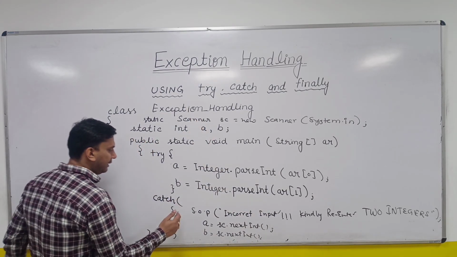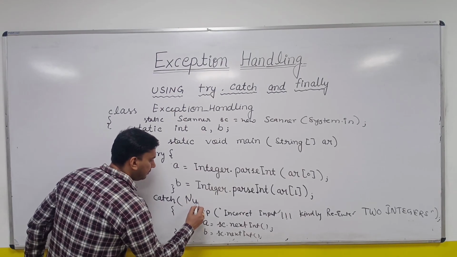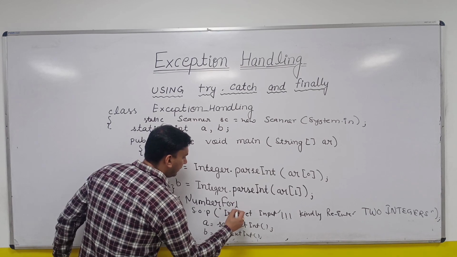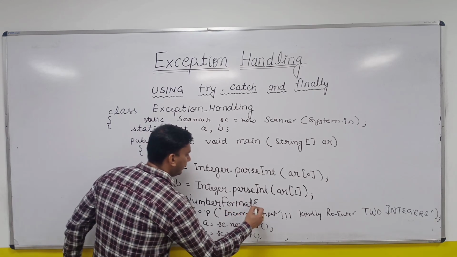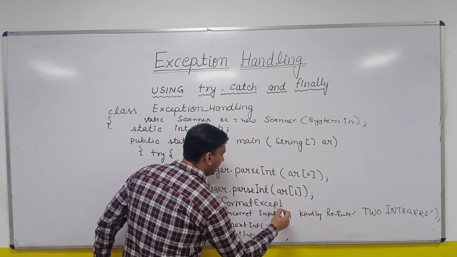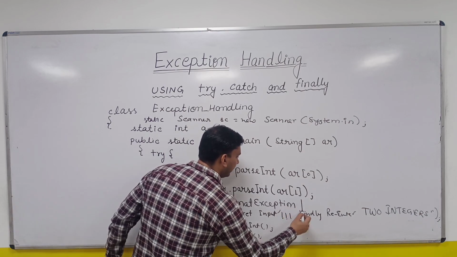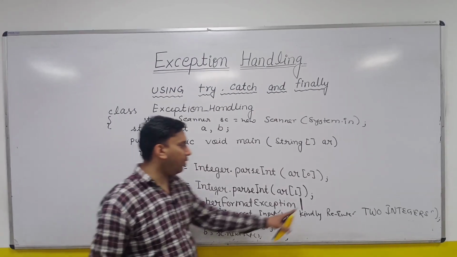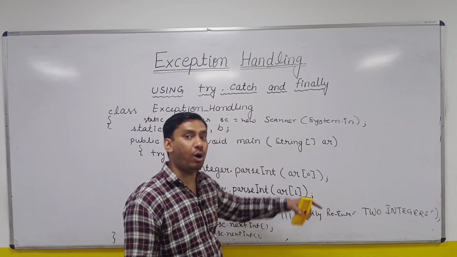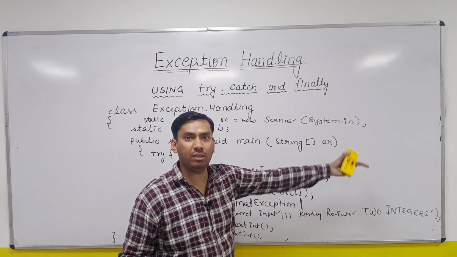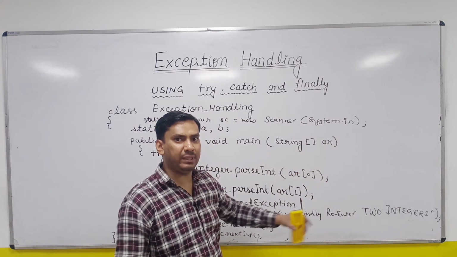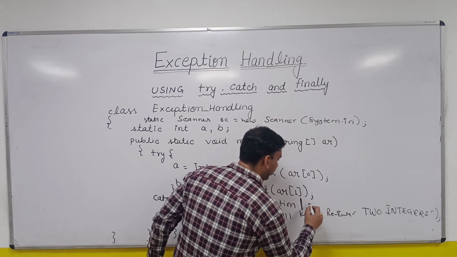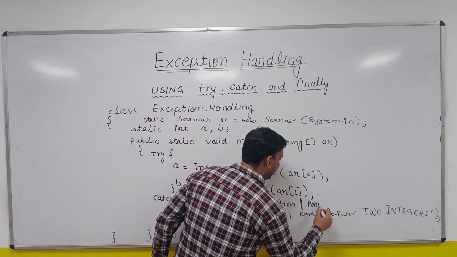Something like this. How will I write? NumberFormatException or something like this, first exception or second exception or third exception or fourth exception. As many as you want you can list here. This is multi-catch. So I am writing here ArrayIndexOutOfBoundsException.